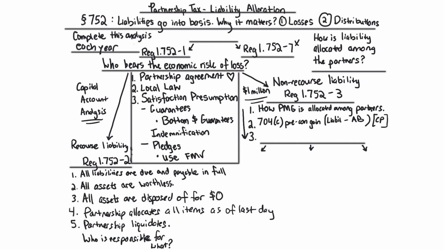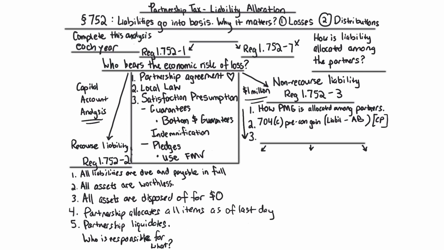Finally, let's say we have nothing. Let's say we have our $1 million non-recourse liability. We have no PMG because our adjusted basis is greater than or equal to the liability amount for the year. We've also got no 704C pre-contribution gain because let's say that we started off the partnership with the owners just contributing cash. The partnership borrowed a non-recourse liability and then bought property. So that would be no PMG, or no 704C pre-contribution gain.